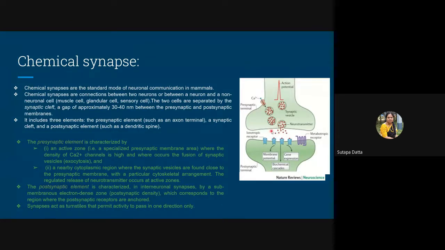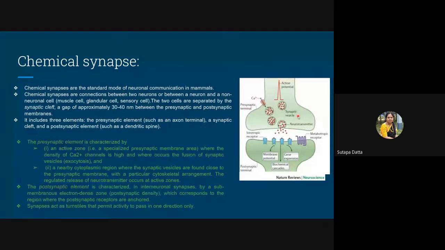And there is another region, the nearby cytoplasmic region, where you can see the synaptic vesicles are abundant. They are very close to the presynaptic membrane with a particular cytoskeleton arrangement. The regulated release of neurotransmitter occurs at active zones. Why is it regulated? Because there is no constant release of neurotransmitter. If neurotransmitters were constantly released in the synaptic cleft, there would be constant contraction and relaxation of muscle. So to regulate this, the synaptic vesicles release their inner content only when there is a stimulus. That's why it is written like this: the regulated release of neurotransmitter occurs at the active zone. So this zone is the active zone in the presynaptic membrane.